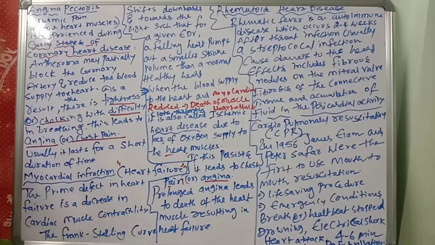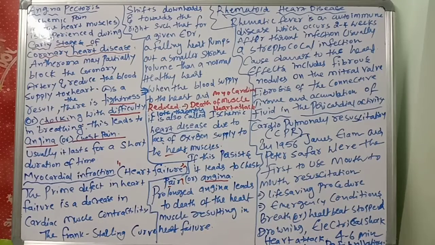So arteries, especially coronary arteries, should be very effective. Why? Because the coronary artery supplies only oxygenated blood. Any thrombus there leads to ischemia. Ischemic heart disease is due to lack of oxygen supply to the heart muscles. If this persists, it leads to chest pain or angina. Prolonged angina leads to death of the heart muscle, resulting in heart failure.